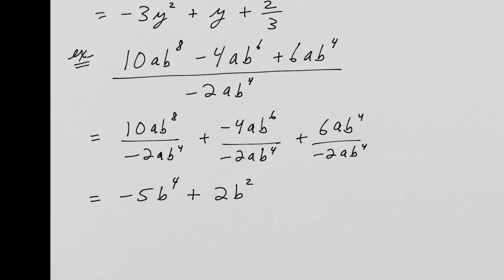So really I could write this as minus 3. And then a divided by a is 1, so that's gone. And then b to the 4th over b to the 4th is also 1. So just minus 3 at the end. So it's negative 5b to the 4th plus 2b squared minus 3. All right, a couple more and then that'll be it.